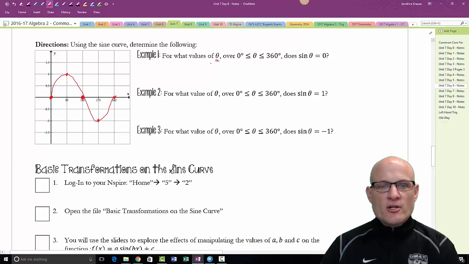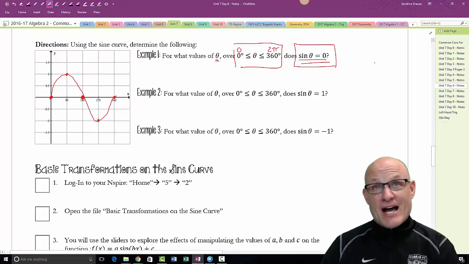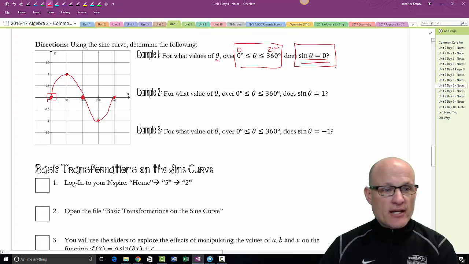So the question says, for which values from 0 to 360? I could ask from 0 to 2 pi. Those would be equivalent. Does sine equal 0? Well, sine equals 0. Remember, that's when the y value equals 0 or when the function is hitting the x-axis. So that's at 3 places.